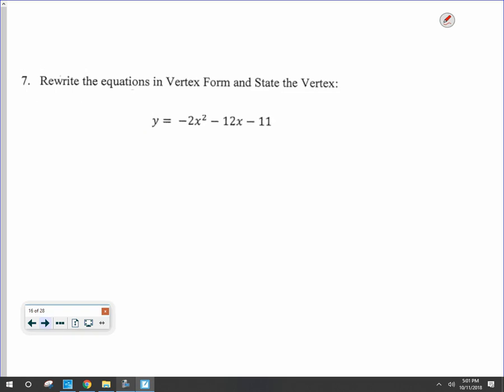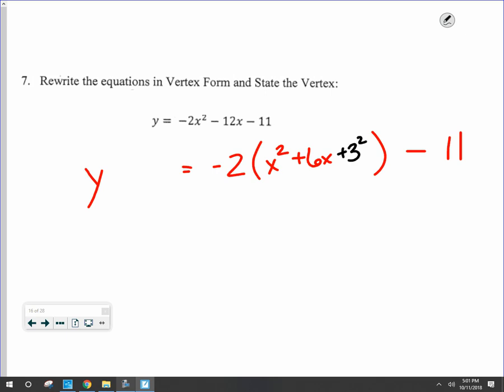So the next one has a coefficient, and this adds a degree of difficulty here. I need to take the negative 2 out of both x terms. So if I divide the first x term by negative 2, I get x squared. If I divide the second x term, I get positive 6x. Now, complete the square inside, so half of 6 would be 3 squared. On the other side, now make sure that you multiply 3 squared times negative 2, which would be negative 18.